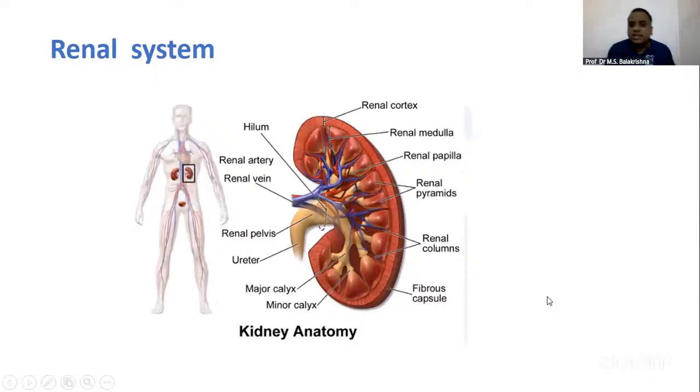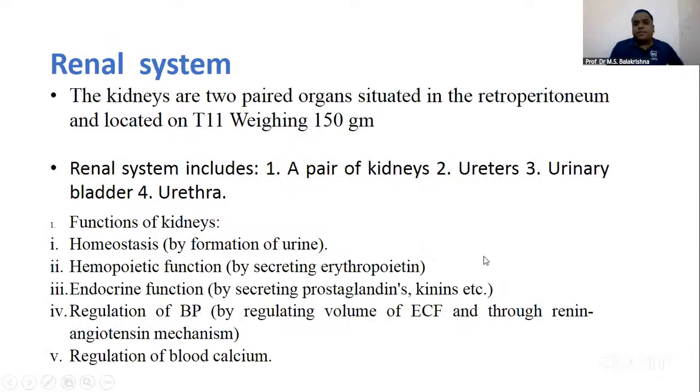So what is the renal system? This is the kidney, and you know the renal outer layer is the cortex, the inner layer is the medulla. So this is the diagram. You should learn it. The kidneys are 2, paired, and they are situated where? In the retroperitoneum, which is the backside. And the weight is 150 grams.